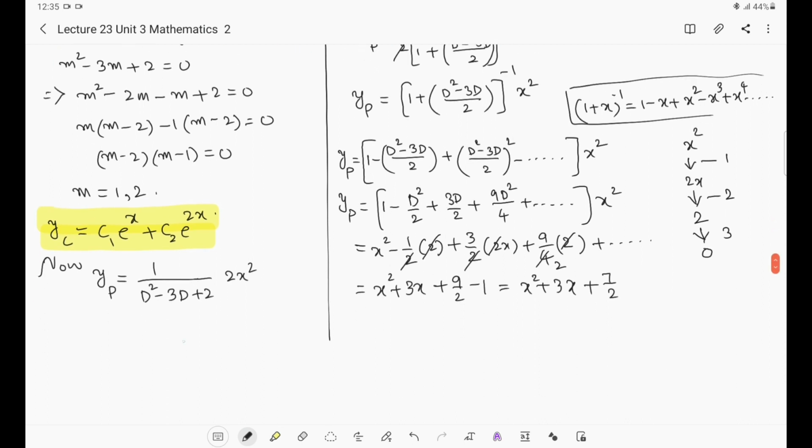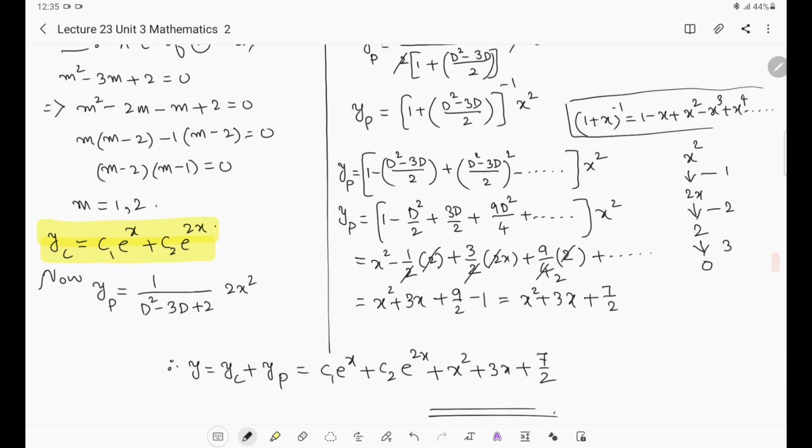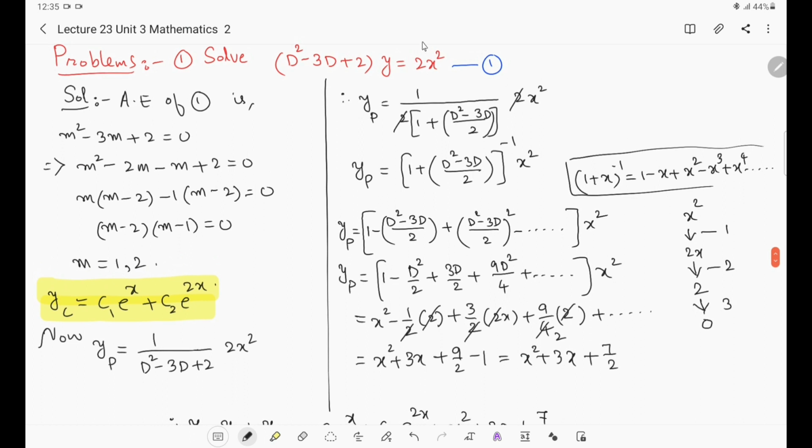So what will be the final solution then? Therefore the final solution is y equals yc plus yp. The general solution: yc is c1 e power x plus c2 e power 2x. Then yp is x square plus 3x plus 7 by 2, right? This is the general solution of the given equation D square minus 3D plus 2 into y equals 2x square. This part I don't need to explain again because it's the complementary function part. Then the particular integral, once again I am going to explain.